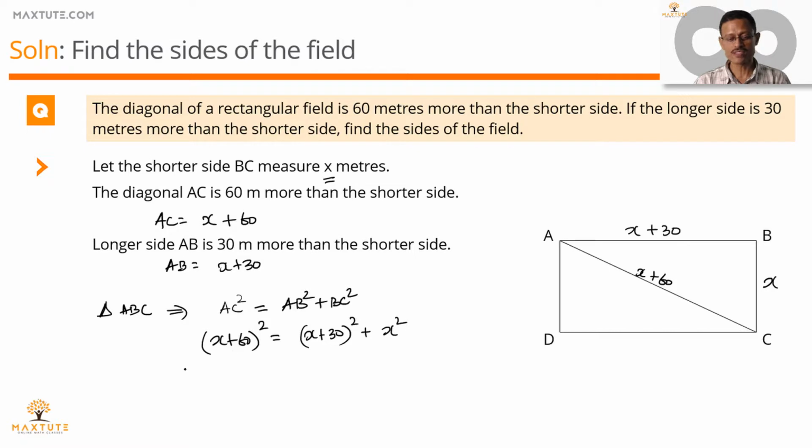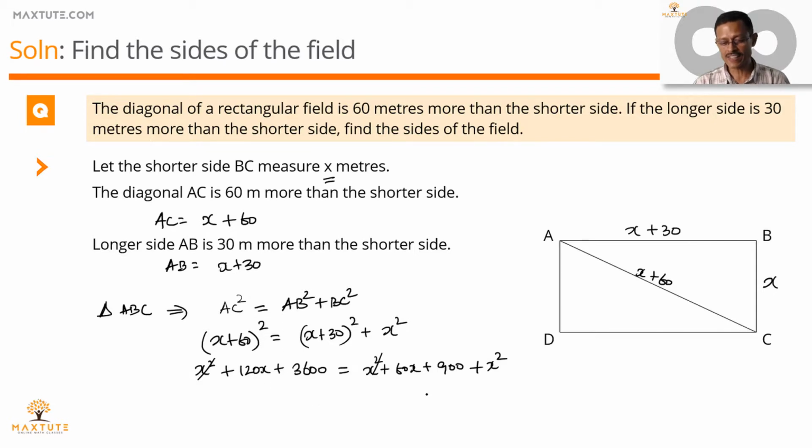Let's expand both these terms. It's going to be x square, which is a square, plus 2ab, which is 120x, plus b square, which is equal to 3600. This is equal to x square, plus 2ab is going to be 60x, plus b square is equal to 900, plus x square. If you take this x square to the right hand side, one of the x squares will cancel with this x square on the left hand side.